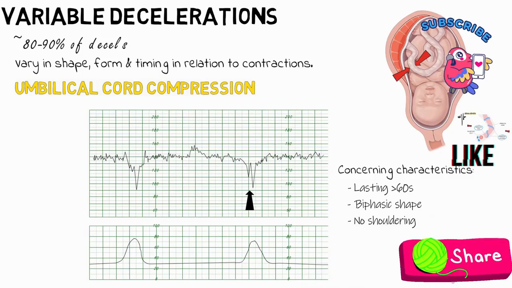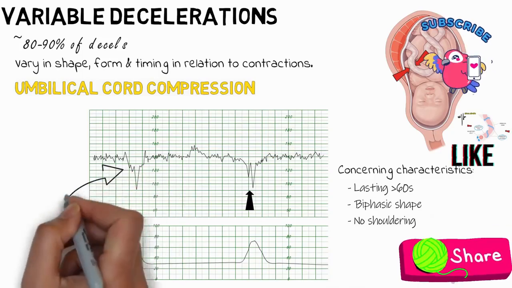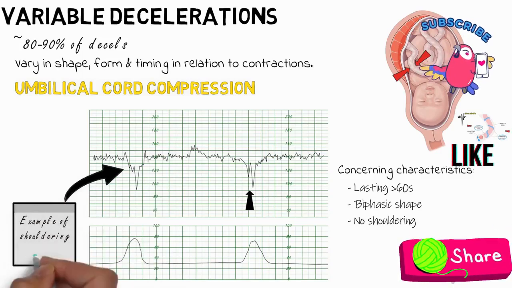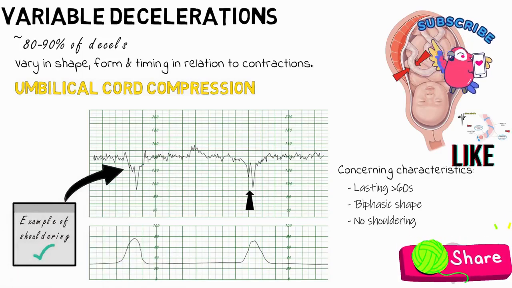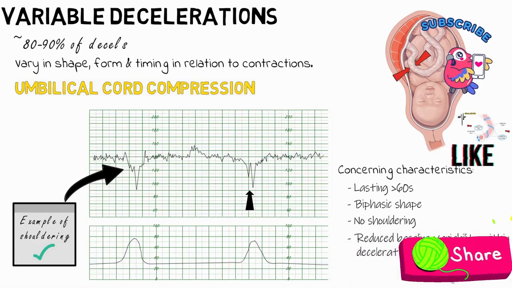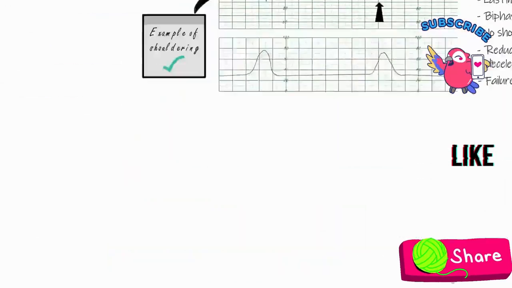Next, no shouldering is another concerning characteristic. As we described previously, shouldering is a sign that the fetus is compensating well. Then other concerning characteristics include reduced baseline variability within the deceleration and the failure to return to baseline. These are all signs that worry us.